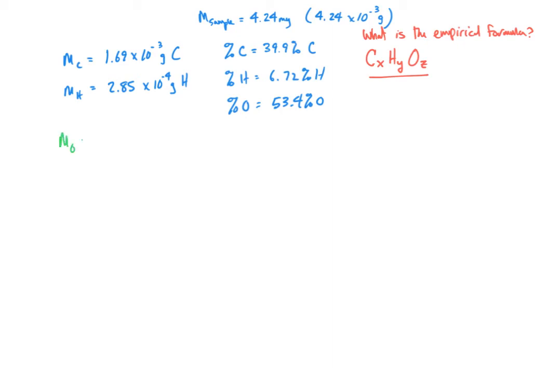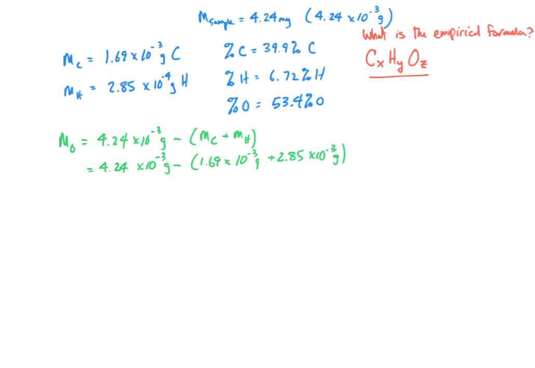So the mass of oxygen is going to be equal to 4.24 times 10 to the minus 3 grams, that's my entire sample, minus the mass of carbon plus the mass of hydrogen. Or in other words, 4.24 times 10 to the minus 3 grams minus 1.69 times 10 to the minus 3 grams plus 2.85 times 10 to the minus 3 grams. And that equals 2.27 times 10 to the minus 3 grams of oxygen.